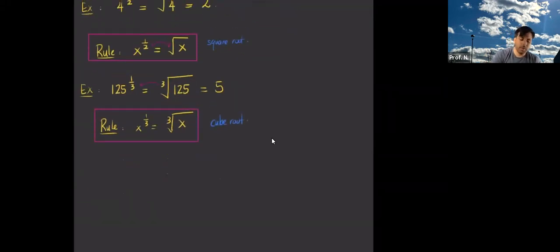And then we can keep going with this, right? We can say, for example, what's 16 to the 1/4 power? That's equivalent to saying, what is the 4th root of 16? Or it's equivalent to asking, what number raised to the 4th power gives me 16? And that would be 2. So then what's the rule here? X to the 1/4 is equal to the 4th root of x.